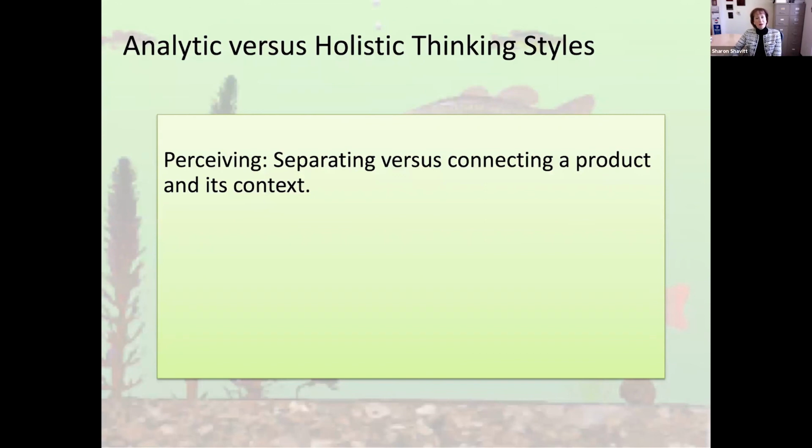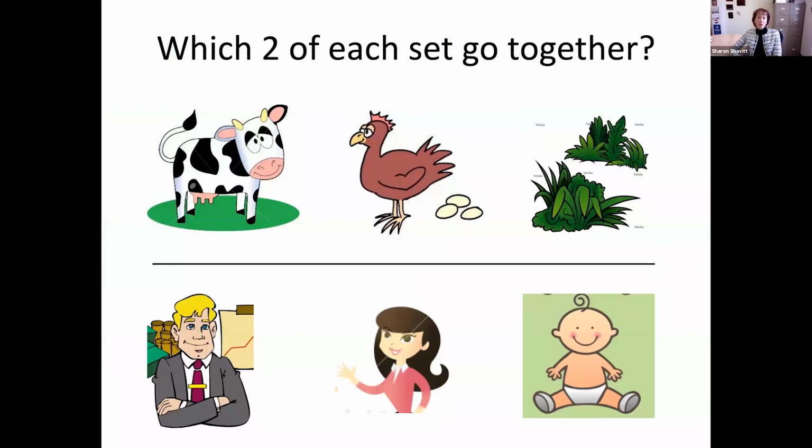So I want to move on now from perceiving to categorizing. And here I'm going to give you a short poll where I'm going to ask you to respond in the text. Okay? So I'm going to illustrate categorization with this simple task. Have a look at the top row here above the line. Which two of each three things pictured above the line go together? Please send me your answer in the chat. Which two go together in the top line?